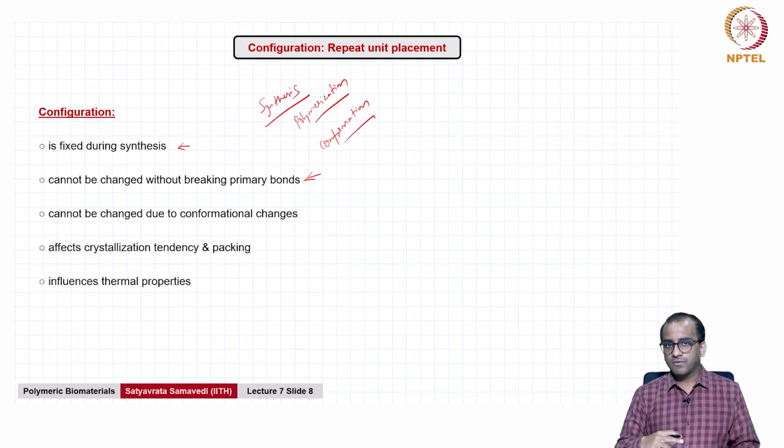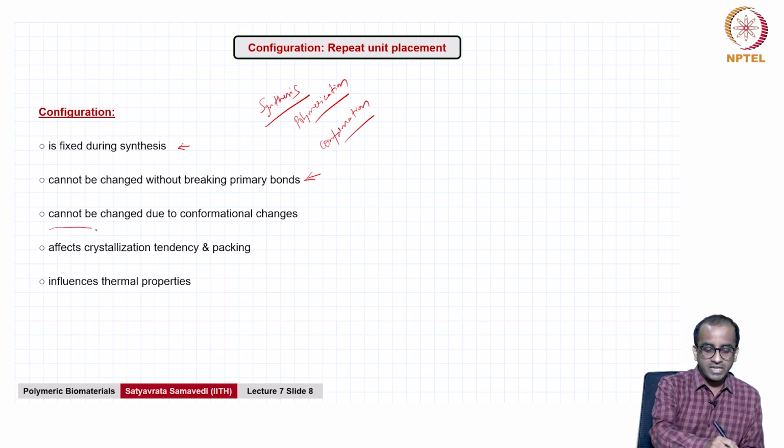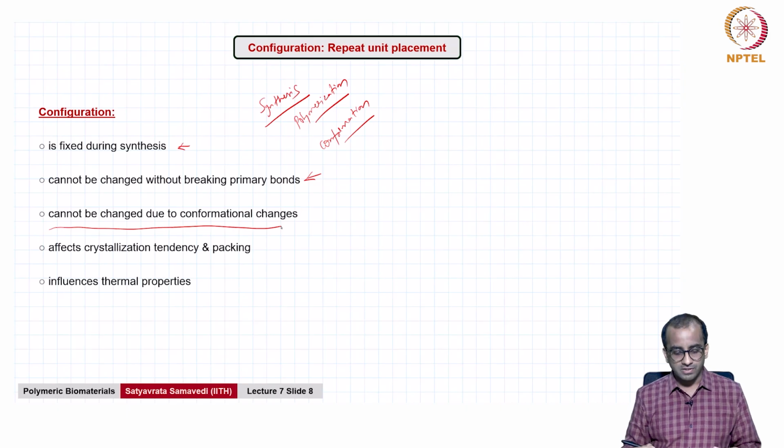Unlike configuration, conformation can be changed and it can be reversed also in many cases. For example, for many proteins you can heat them and the conformation of the protein will change, because the bonds that are being broken there are not primary bonds but secondary interactions such as van der Waals bonds, hydrogen bonds and so on. And upon cooling and under certain conditions, along with the addition of chaperones for example, you can get back the original protein conformation. That is not at all possible with configuration. So, configuration cannot be changed due to conformational changes.